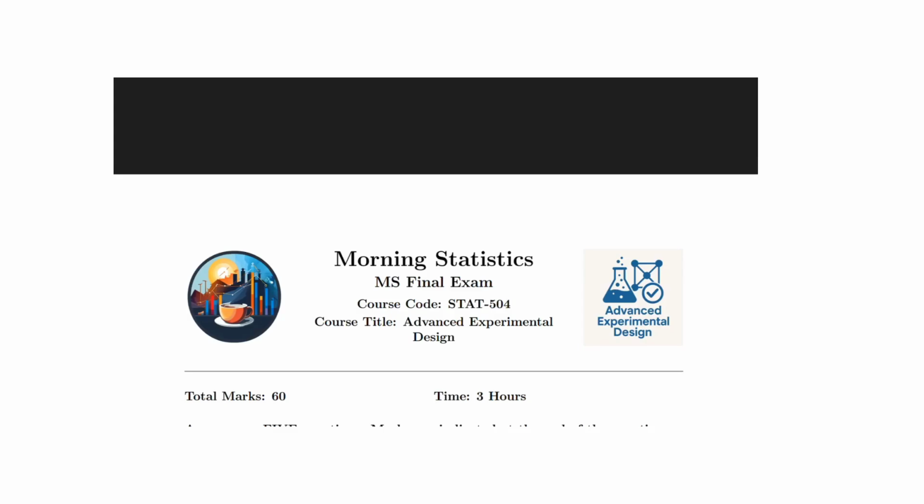Course name, Advanced Experimental Design. Course code, STAT 504. Time, 3 hours. Total marks, 60. Answer any 5 questions. Marks are indicated at the end of the question.